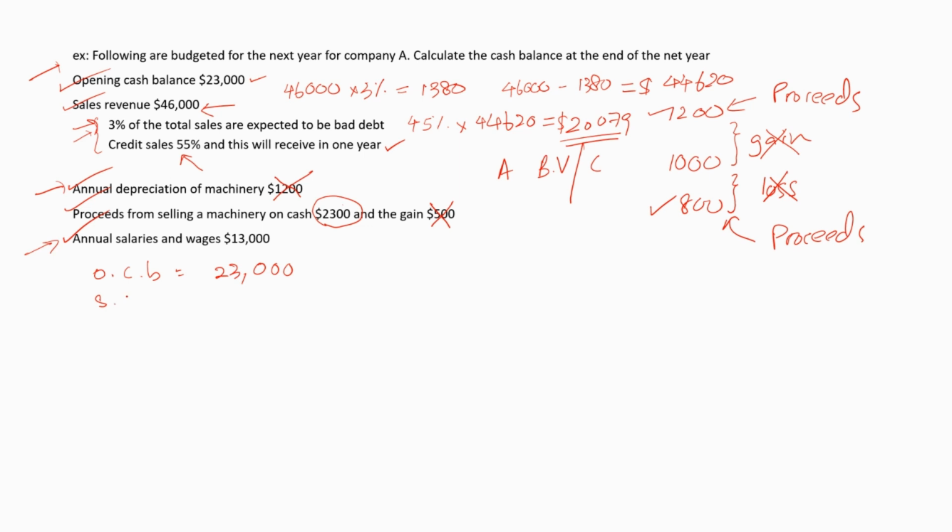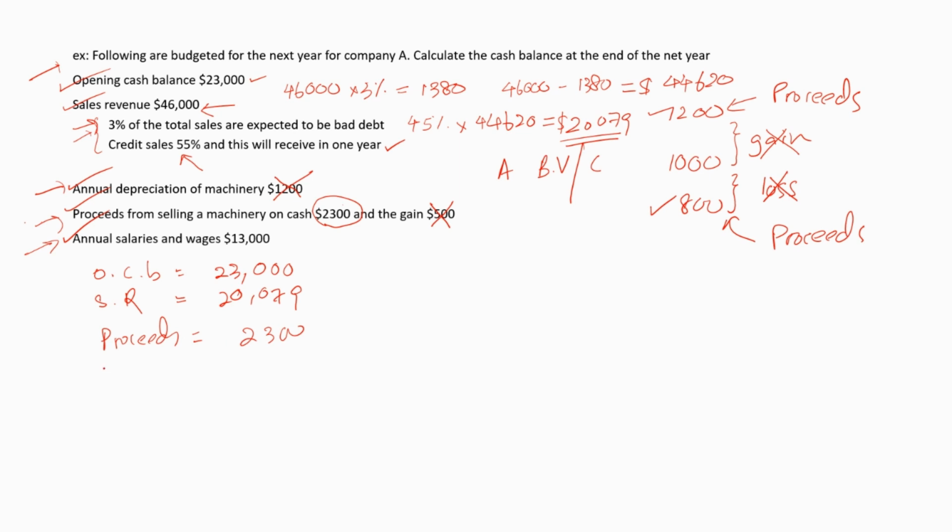Remember that we are calculating the cash budget for the next year, not for the year after the next year. So this 55% of the sales revenue will be recognized for the year after the next year. So the sales revenue is equal to $20,079. This is a cash inflow, so this is a positive value. We are not going to consider the depreciation, and then we have to recognize the proceeds. This is also a cash inflow. Proceeds is equal to $2,300. This is a cash inflow.